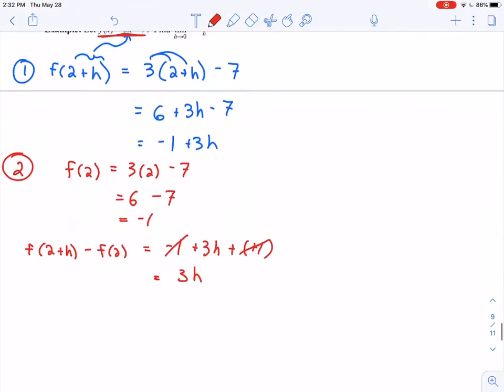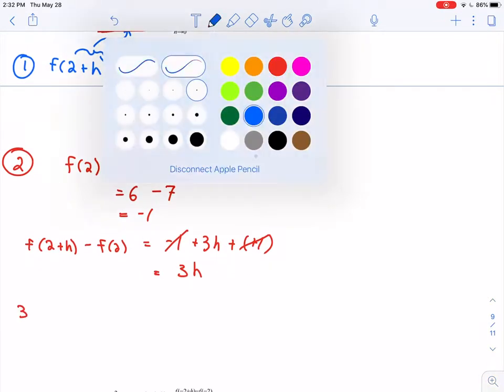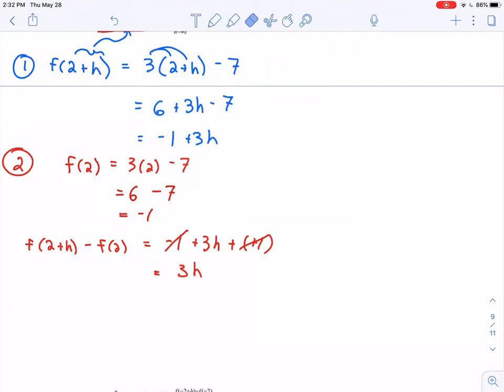Step number 3 then, I want to take this result and divide it by h. So let me do that in a different color here. Step number 3, I'm going to take this result and divide it by h. So again, I always like to write out what I'm doing. f of 2 plus h minus f of 2, take that whole thing divided by h. So this piece right here, this numerator, f of 2 plus h minus f of 2, we already know what that is. That's 3h. So this is 3h divided by h. In this case, it simplifies really nicely. The h's cancel, and I'm left with just 3.